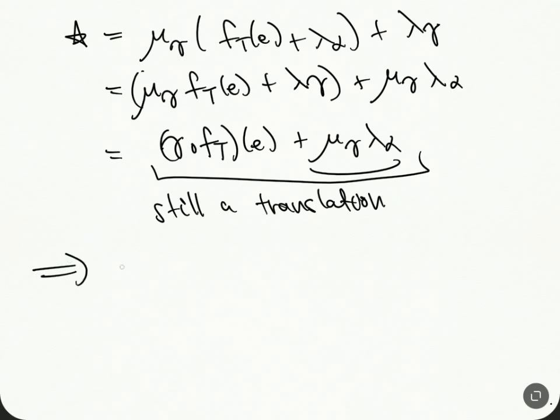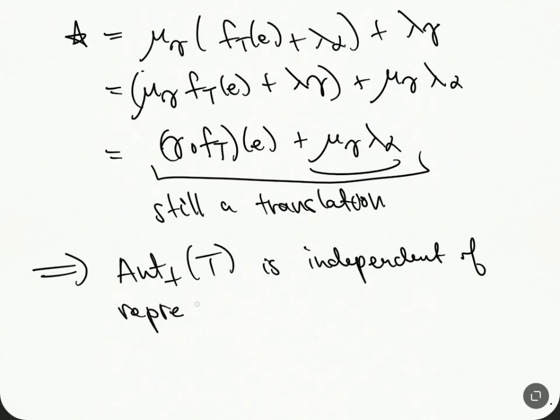Okay, which implies that this group here is independent of the representative of this polymorphism T. All right, that's nice. So maybe we could still worry that we could have two representatives and perhaps that alpha collapses them into a single representative. So that's something that we could worry about.